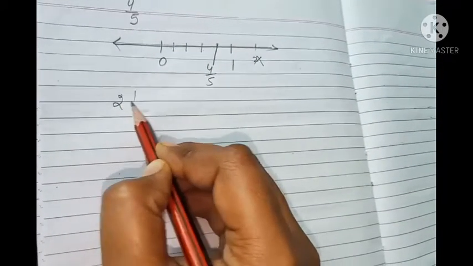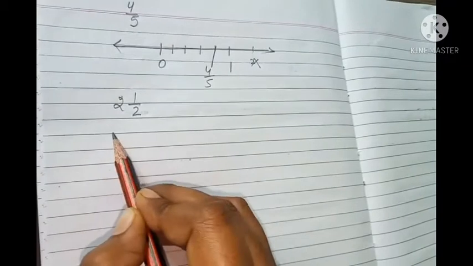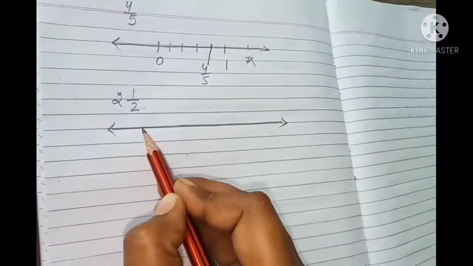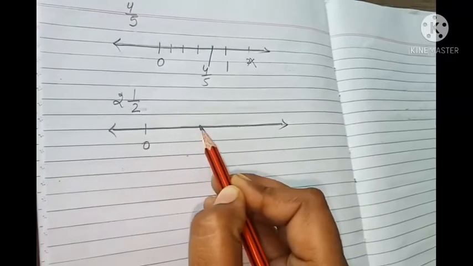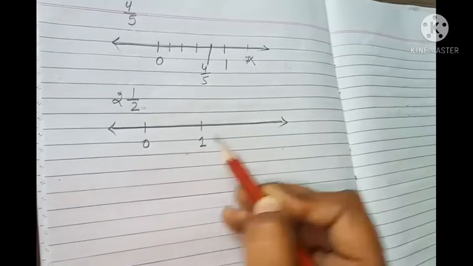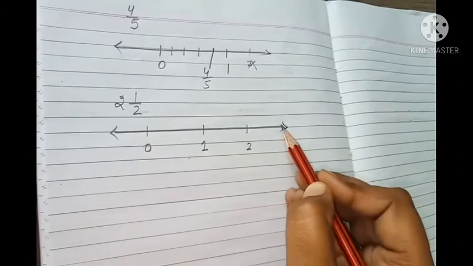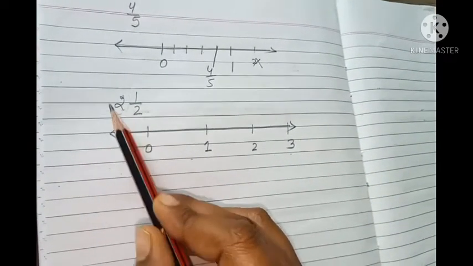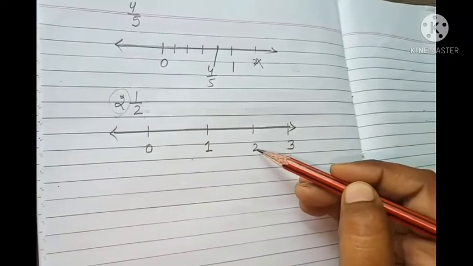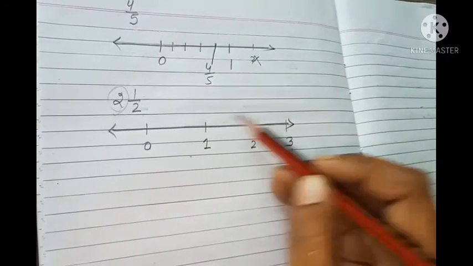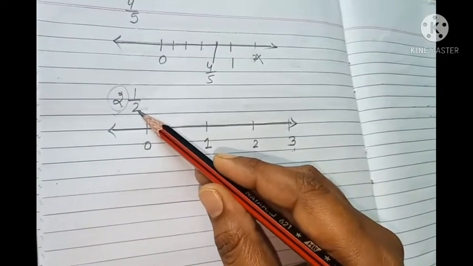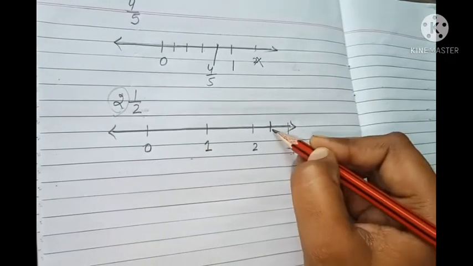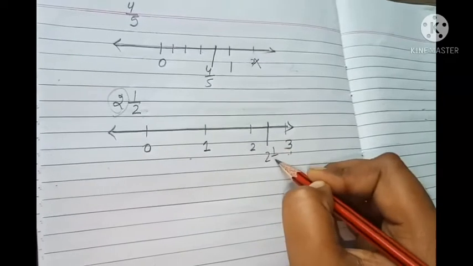For example, I have 2 and 1 by 2. So for this, what you need to do is just make a line with your ruler, just like you have 0 here. With equal spacing write 1, with equal spacing write 2, and with equal spacing write 3. Okay? When you have 2 and 1 by 2, 2 is your integral part. Just divide the numbers from 2 to 3. How many parts do you need to divide? 2. So 1 and 2 should be this. So this part is your 2 and 1 by 2.